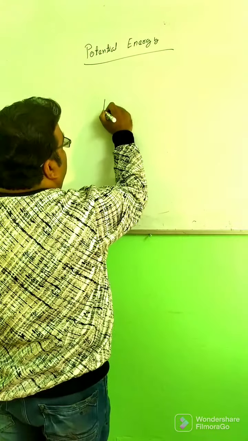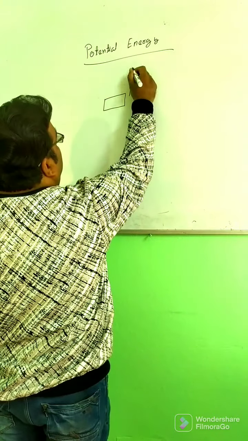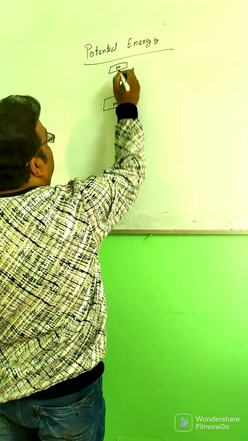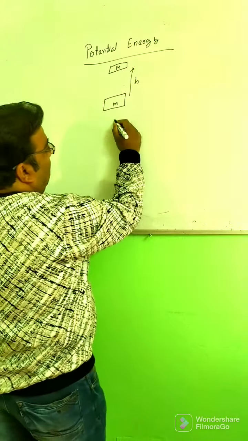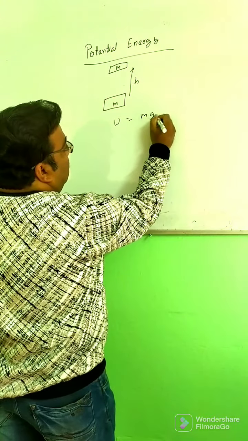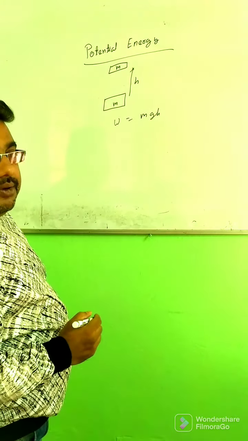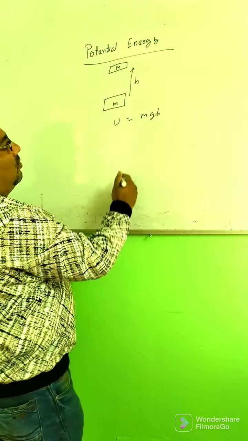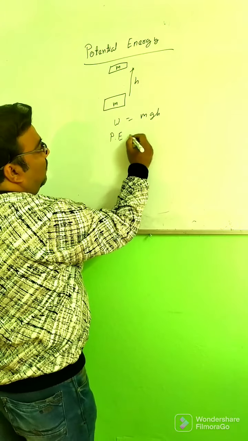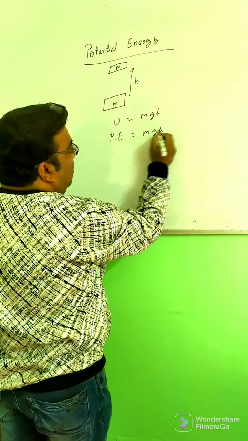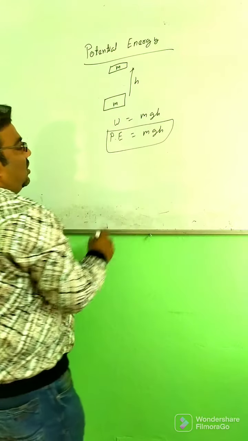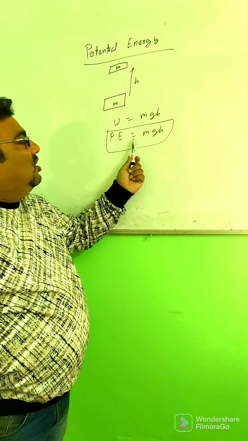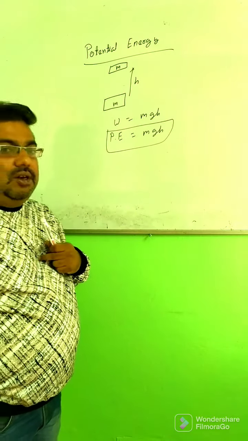So suppose a body is lifted to a certain height from here to here, suppose a height h and the mass of the body is m, then to lift it, the work done on the body equals mgh, as work is done against gravity, and the amount of work done on the body is equal to the potential energy of the body. So therefore the potential energy is also equal to mgh. The potential energy of the body is equal to the work done when a body is lifted to a certain height, and that energy is stored in the body in the form of potential energy.